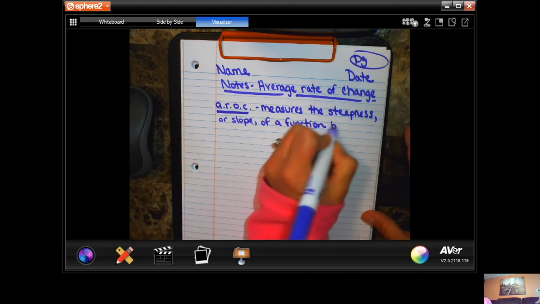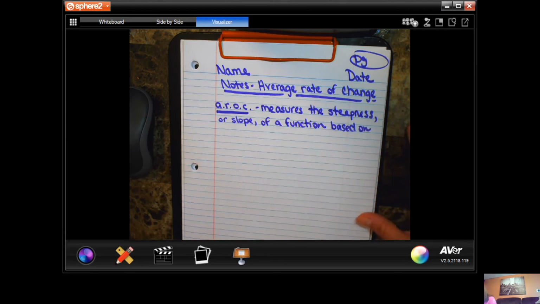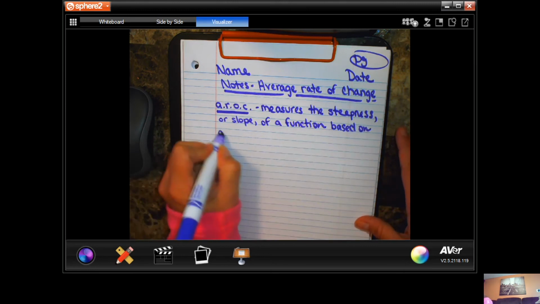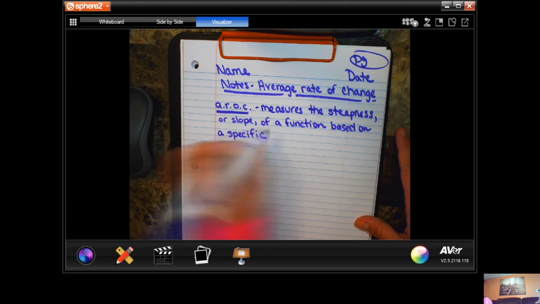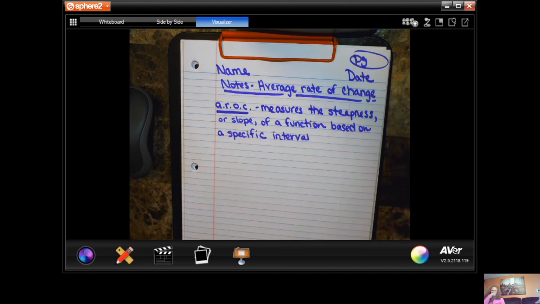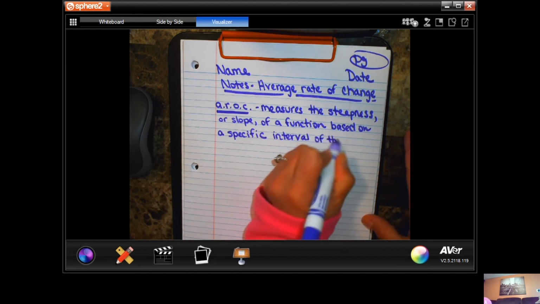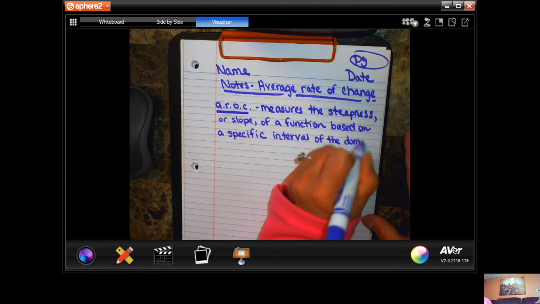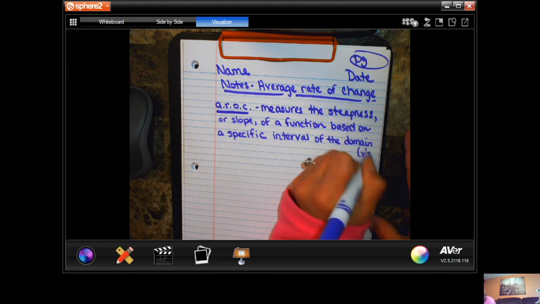based on a specific interval. This is the longest part we'll have to write. Based on a specific interval of the domain. And what that means is your x's. So if you want to put x's in parentheses.